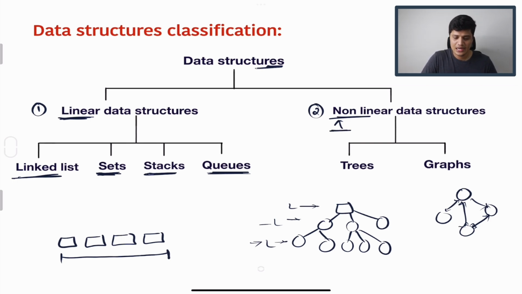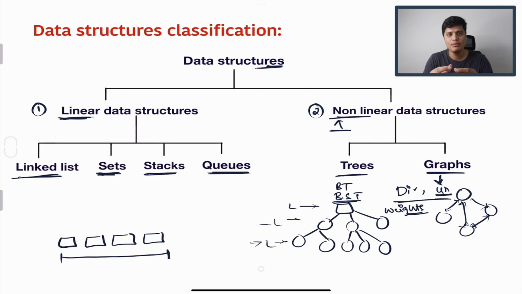In the case of non-linear data structures, they are divided into trees and graphs. Especially in our course, we will be talking about binary trees, and we will also be implementing binary search trees. Whatever graphs we have are further divided into directed graphs and non-directed graphs, and each directed and non-directed graph is also further divided based on the weights associated with each connection between the two nodes in the graph.